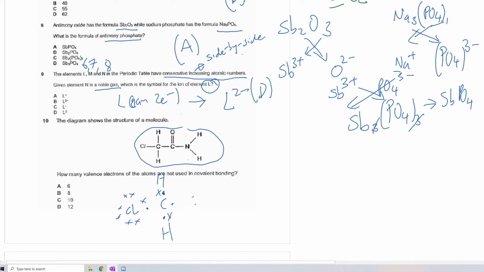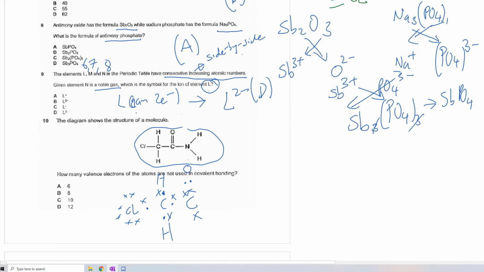We have another carbon over here. It should have 4 electrons in its outermost shell: 1, 2, 3, 4. So it has received 2 electrons from oxygen at the top. So we have oxygen at the top, with 2 electrons used from the oxygen atom for covalent bonding with the carbon atom. And it has received 1 electron from the nitrogen.